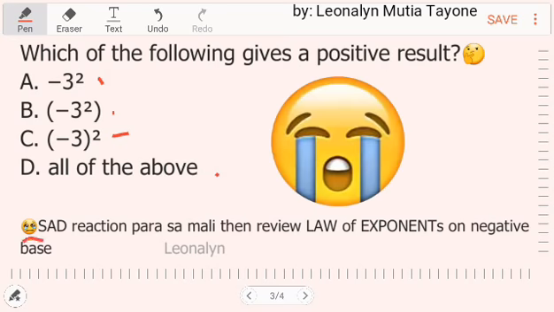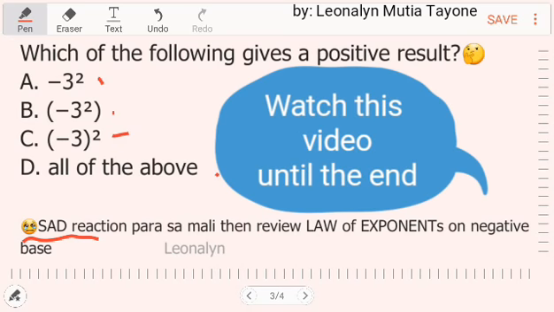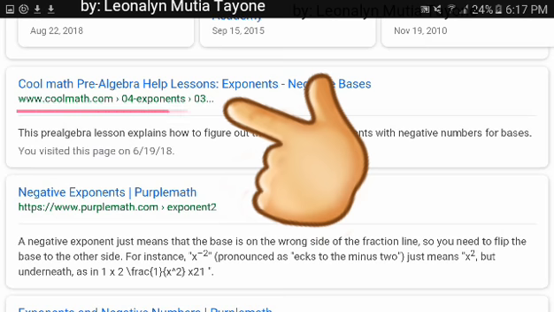Kung isa ka sa nabigyan ng sad reaction sa comment mo dito, then let's review law of exponent and watch this video until the end kasi double check natin with our calculators. Okay. Bago tayo mag-proceed, let's review first the law of exponent o negative base. Let's see kung anong meron dito sa coolmath.com.